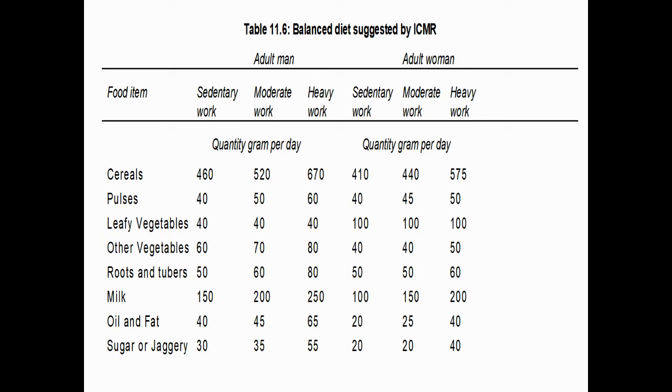So what is the quantity behind this? If you compare the cereals, they will be more compared to other things, like 460 grams per day. Pulses will be 40 grams per day. Leafy vegetables are 40 grams per day, and other vegetables are 60 grams per day. Roots and tubers 50 grams per day, and milk 150 grams per day. Oil and fat will be 40 grams per day, and sugar and jaggery will be 30.